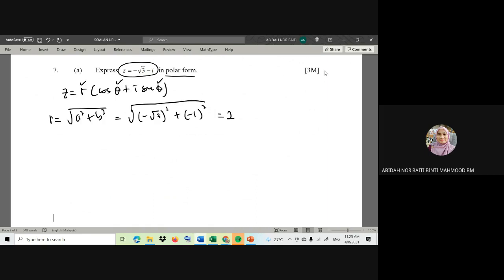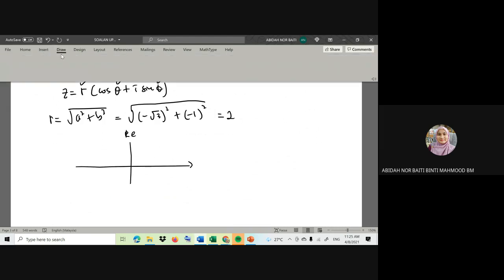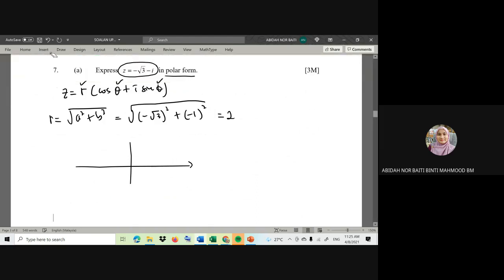After we find value R, we determine its quadrant. Okay, letak quadrant ya. Kita nak tahu quadrant dia di mana. Because, sorry, ni kat atas tu imaginary kan. Okay, because different quadrant, different formula ya. So your real is negative 3. Negative 3 mestilah kat sini ya. Rasanya semua orang tahulah. Your real is negative 1. Negative 1. Of course lah di bawah. So the quadrant is at third quadrant.